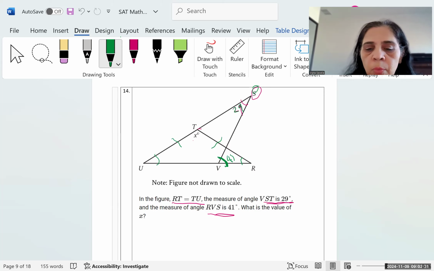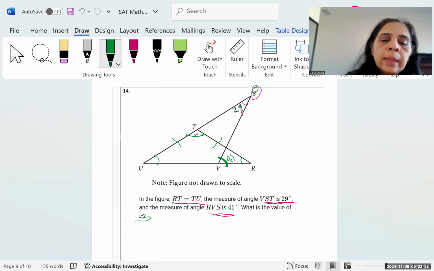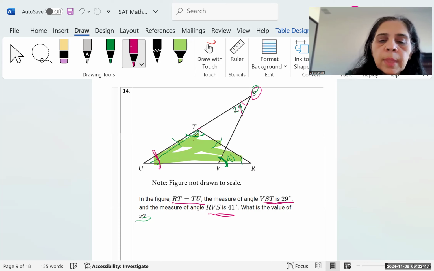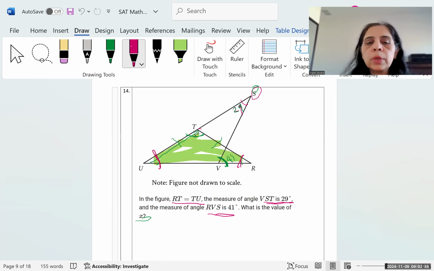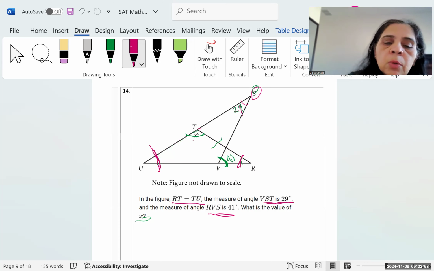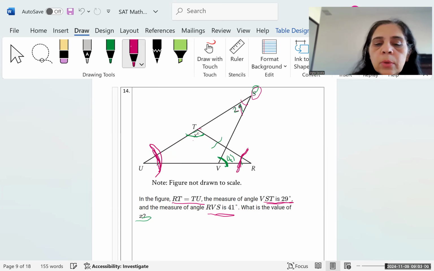We need to find what? What is the value of x? We are looking for this. So if I want to use this triangle, we need these two angles. These two angles, they are congruent. So either one of the angles you find, we're good, right? That's our goal. So we can find either one of these angles. Let's see how we can do it.